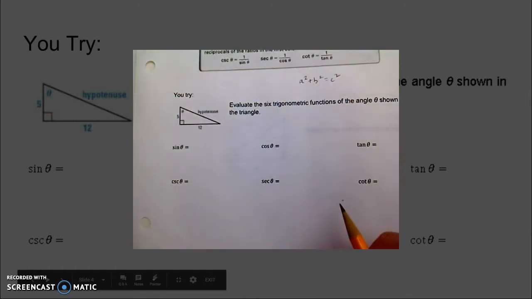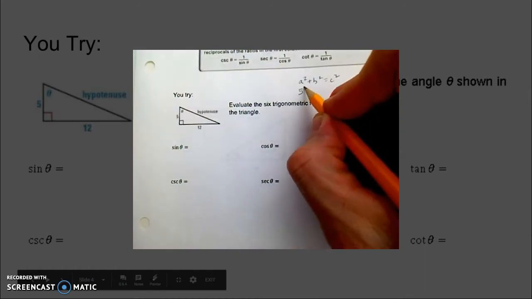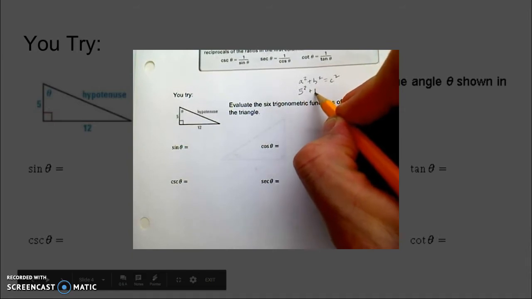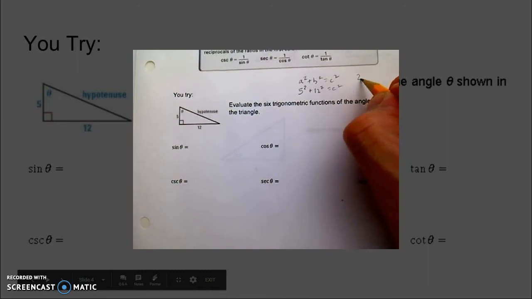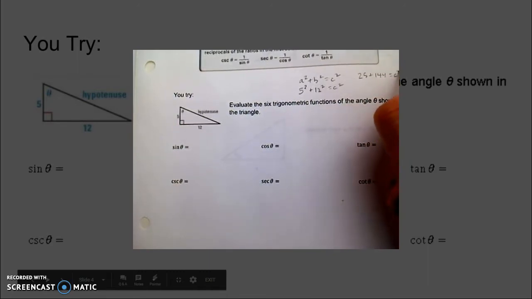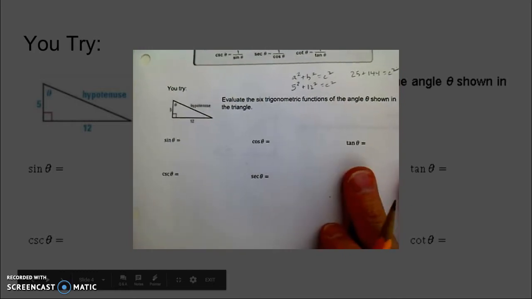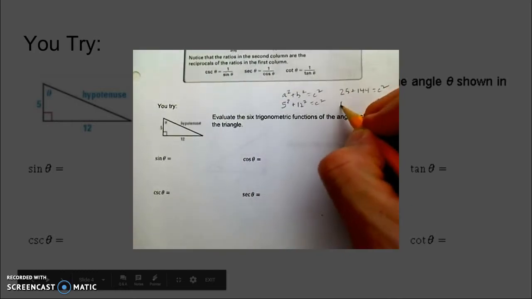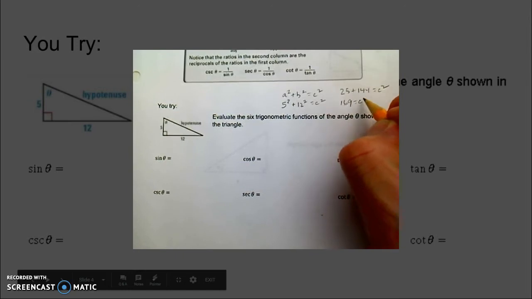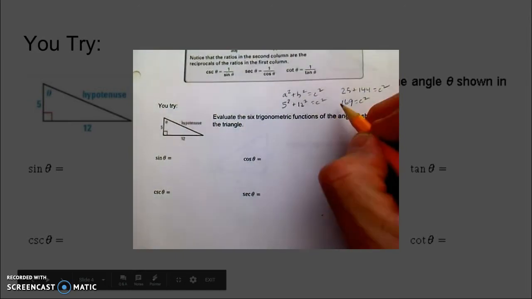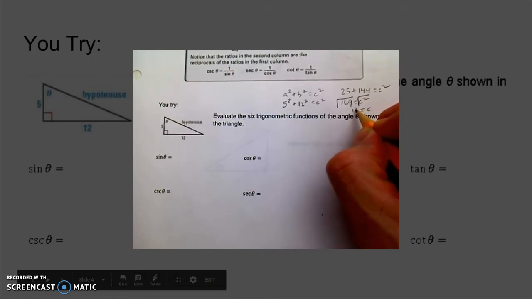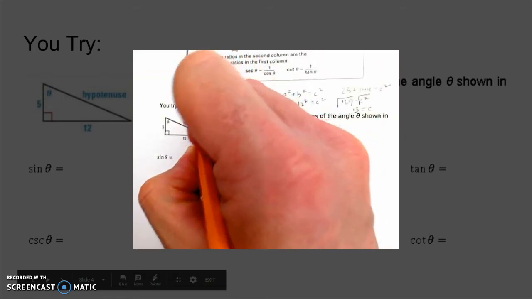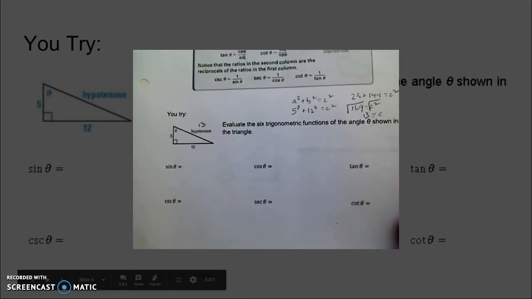A squared plus b squared is c squared. So let's call a 5 and b 12. And that's going to be equal to c squared. So 5 squared is 25. 12 squared is 144. Well, 25 and 144 is 169. If we take the square root of 169, we find out that c is 13. So the hypotenuse length is 13.